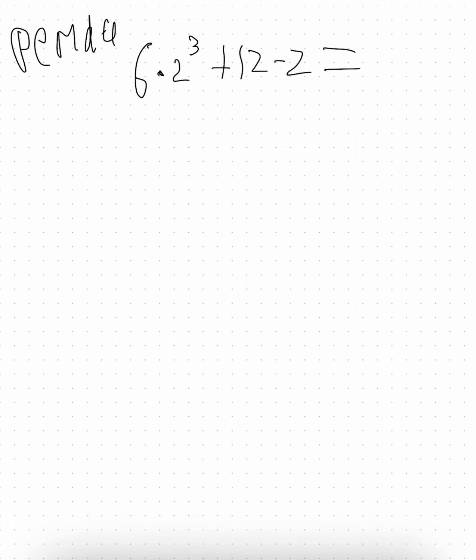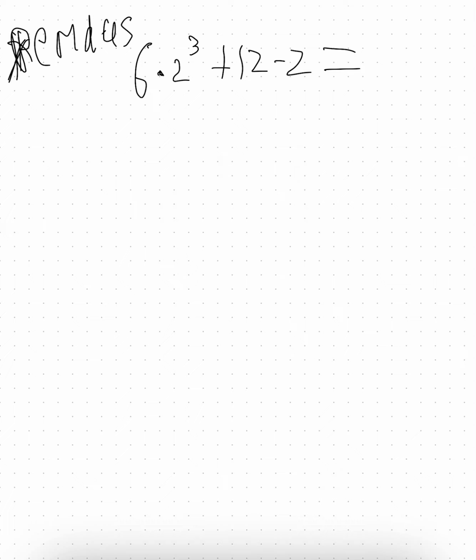Let's try another example. Let's try 6 times 2 to the third power plus 12 minus 2. What would you do first? Pause the video if you need. Well, I would do the exponents first. We don't have any grouping symbols, so let's just get rid of that.